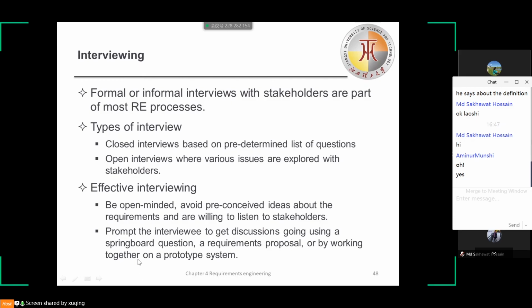When we do some interviews, if we say to people, tell me what you want, most of the time we are unlikely to get useful information. Normally, it's much easier to talk in a defined context rather than in general terms. So normally, we need to have a requirements proposal.